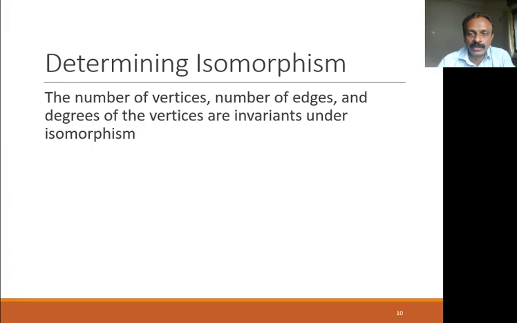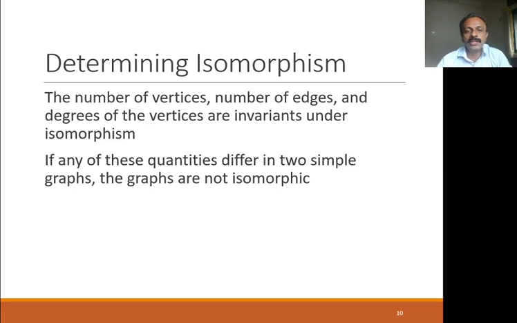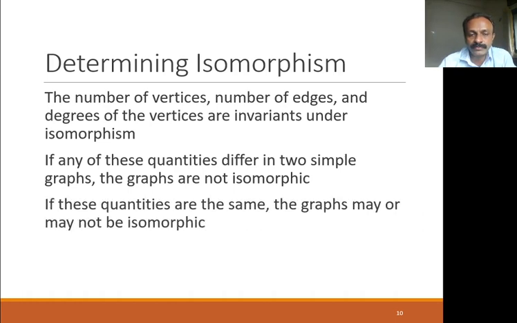To determine the isomorphism, some conditions should be satisfied. The number of vertices, the number of edges, and the degrees of vertices are invariants under isomorphism. If any of these quantities differ in two simple graphs, we immediately say that the graphs are not isomorphic. If these quantities are the same, then the graphs may or may not be isomorphic.